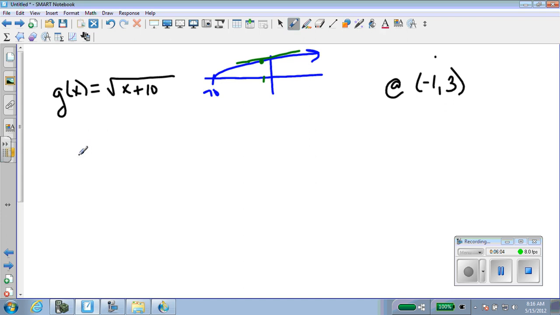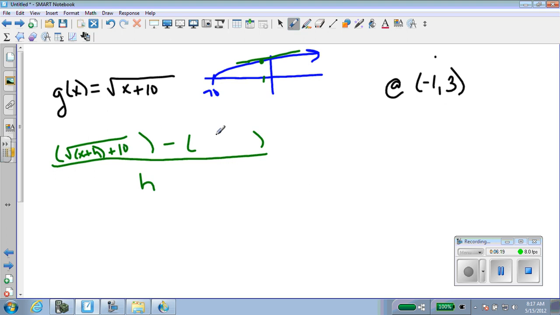Okay, well, let's run the formula. So this would be g of x plus h, which would be the square root of x plus h plus 10, minus g of x, square root of x plus 10, all over h. If I tried to take the limit as h goes to 0, I would zero out both the numerator and the denominator. So I'm going to need one of my tricks. Let's rationalize the numerator by multiplying it by square root of x plus h plus 10 plus the square root of x plus 10.